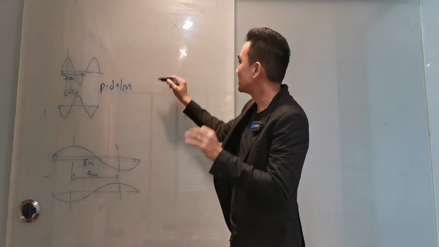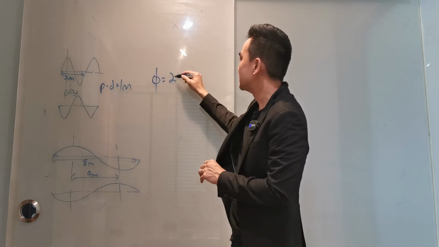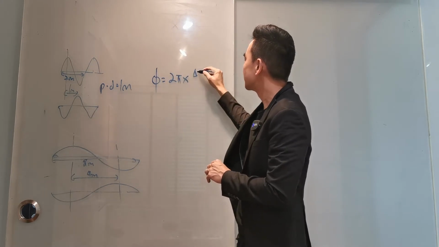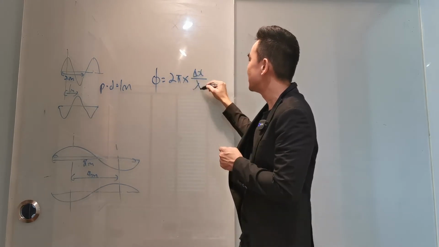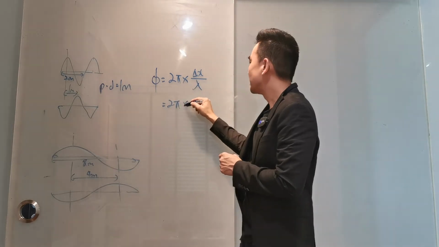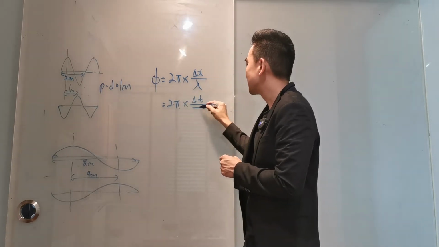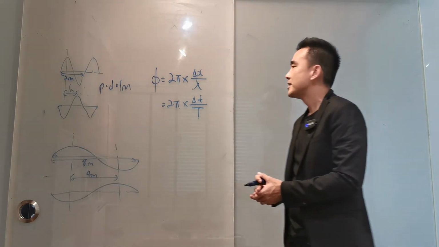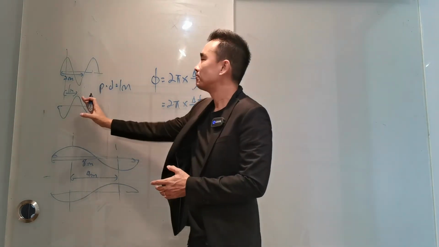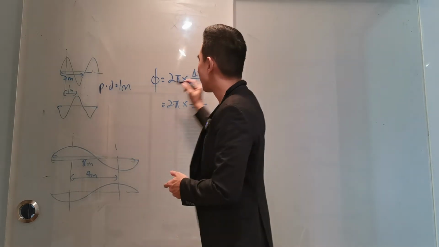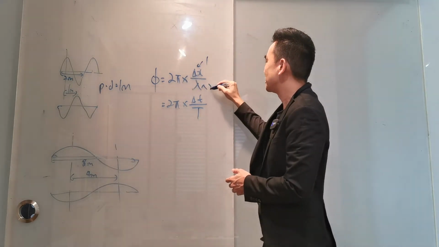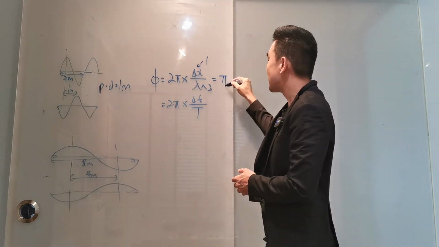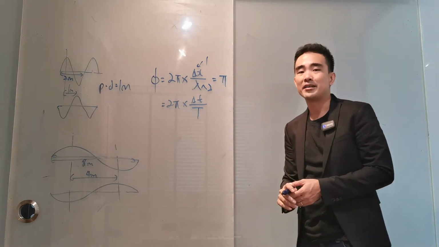So there is this quantity called phase difference, that is 2 pi times the separation in distance divided by wavelength, or it can be separation in time as a fraction of the period. So what does this mean? It means that if the separation is 1 meter and the wavelength is 2 meters, the phase difference will be equal to pi radians.